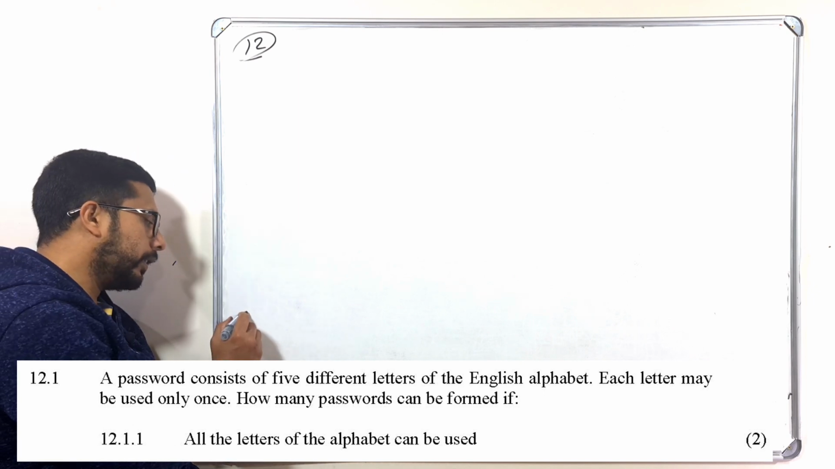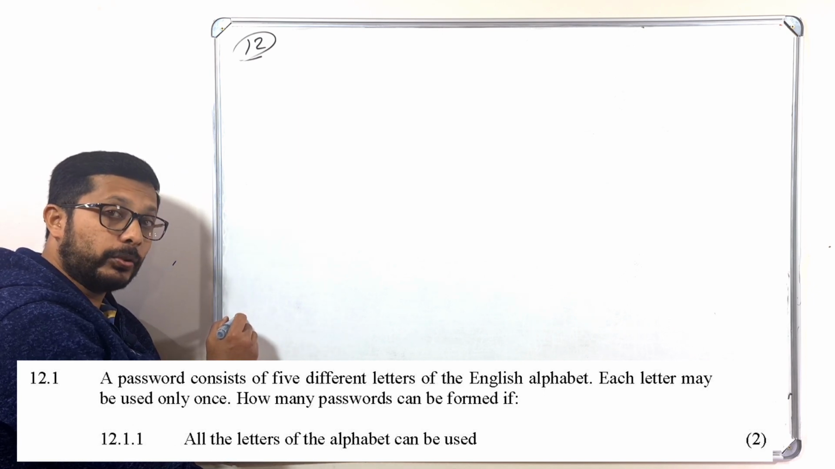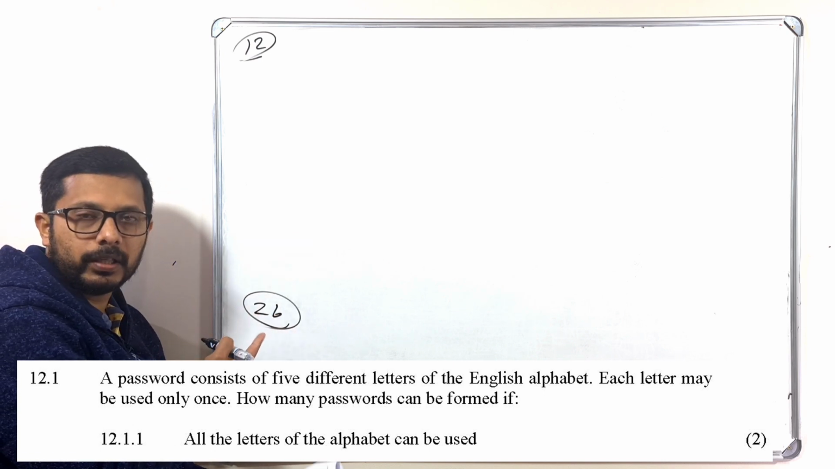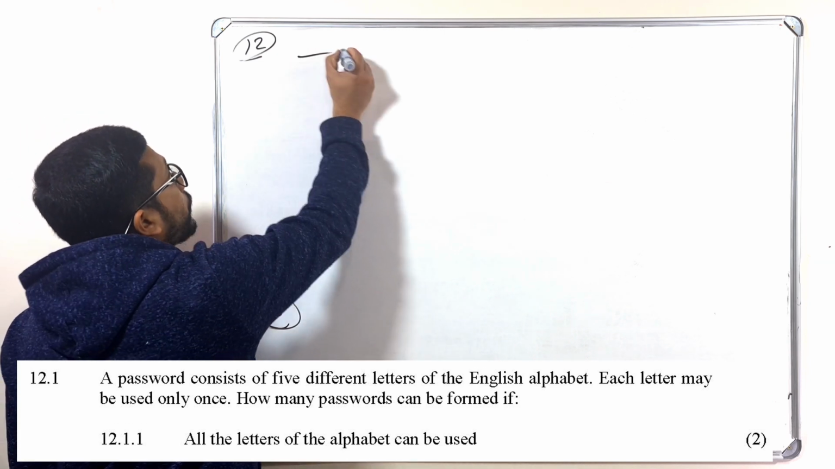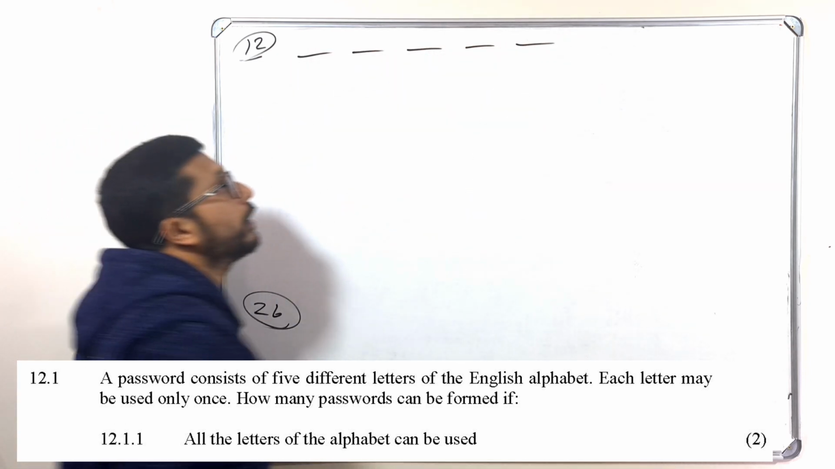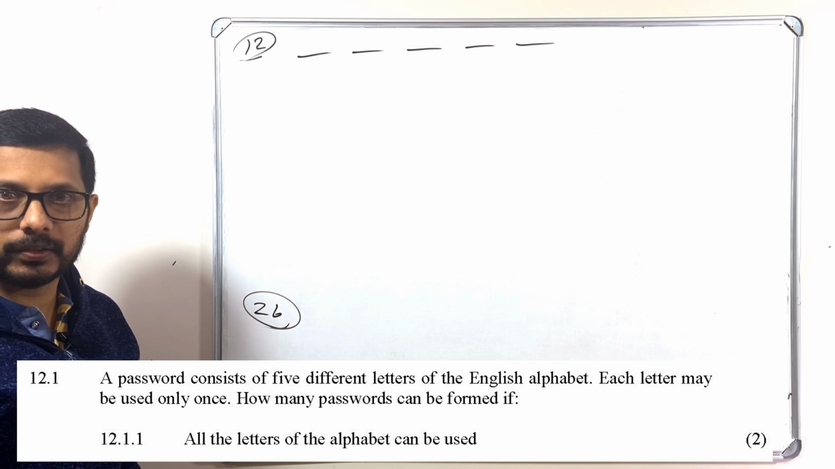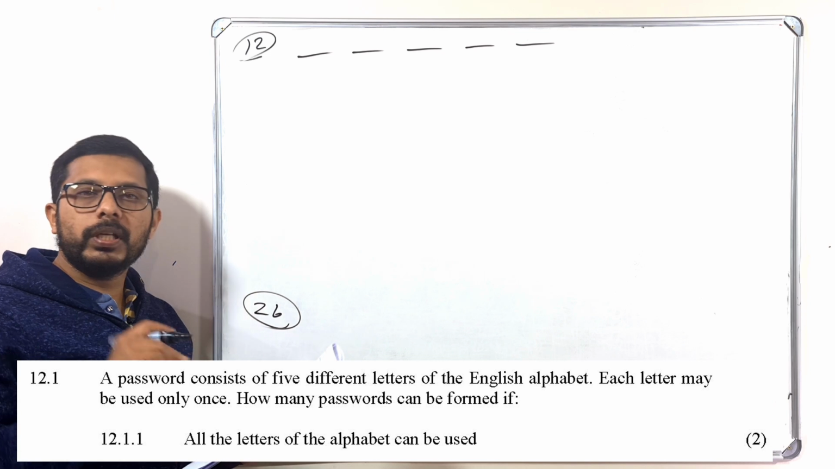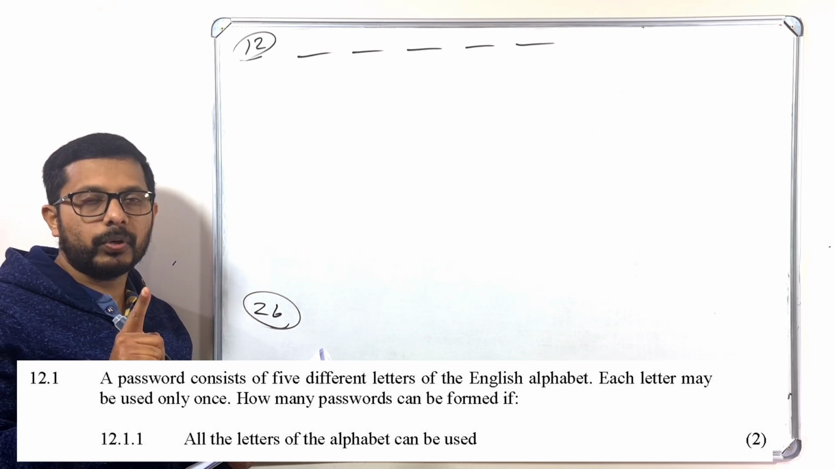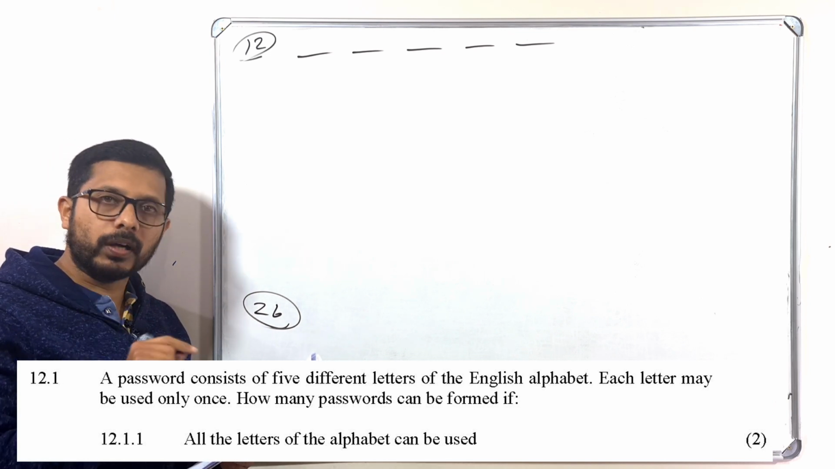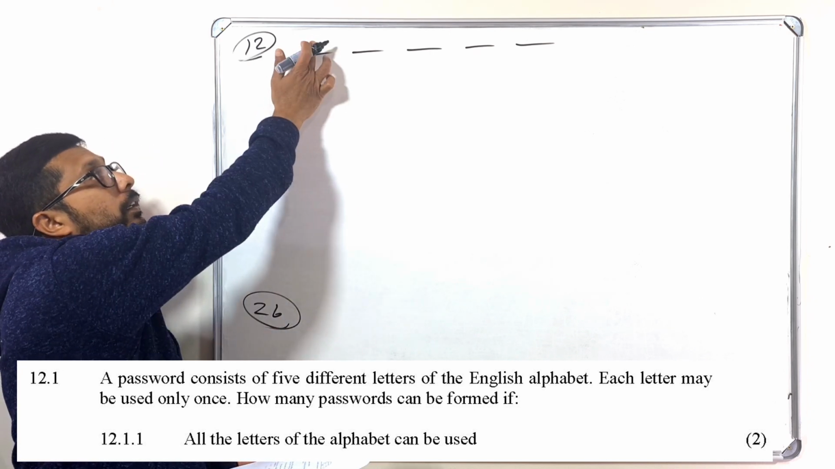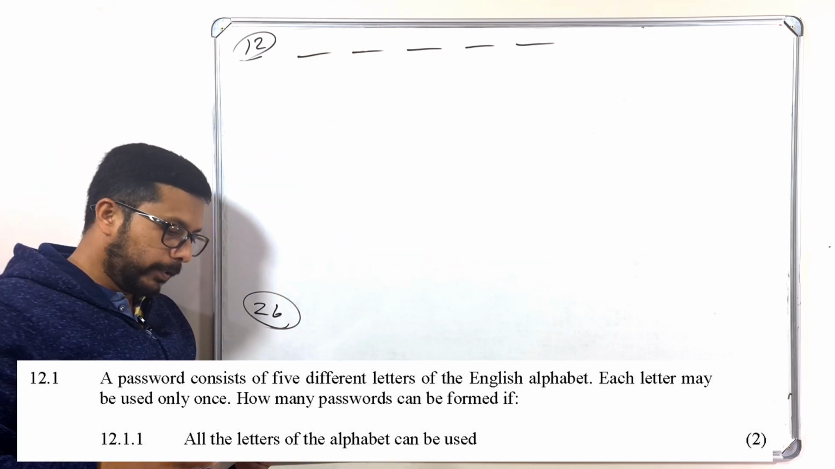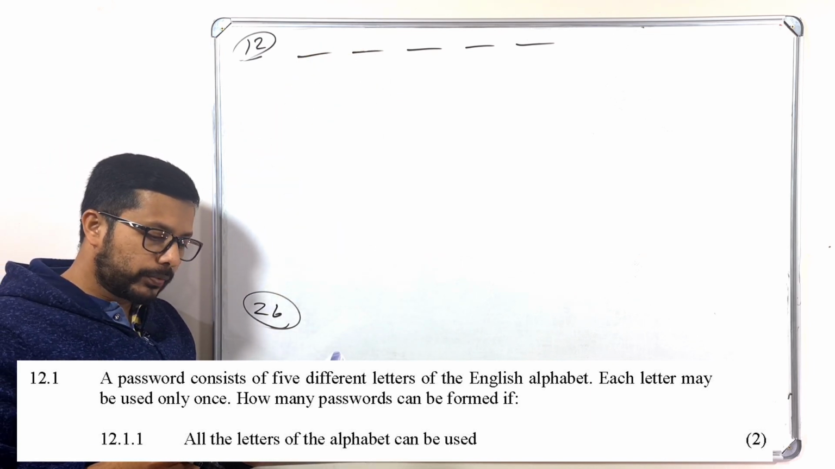So total how many letters in the alphabet? 26. There are 26 letters. How many letters in our password? 5 letters. And what is the next sentence? Each letter may be used only once. So you are allowed to use one letter only once. If you use a P here, you are not allowed to use P again here. You understand?